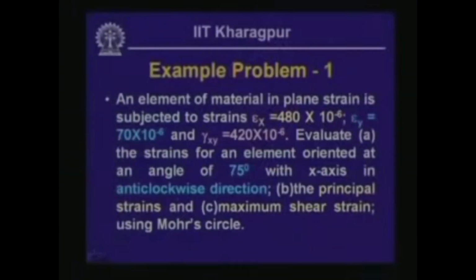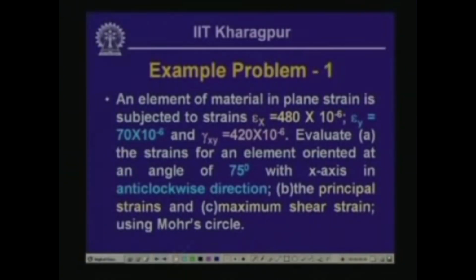Now, the first example which I am discussing, I had given you last time, and I am sure by this time you could solve this. Just for your reference, you can check whether your solution is correct or wrong. What I had stated was that an element of material in a plane strain condition is subjected to epsilon x so much, epsilon y is 70 into 10 to the power minus 6 and gamma xy as 420 into 10 to the power minus 6.